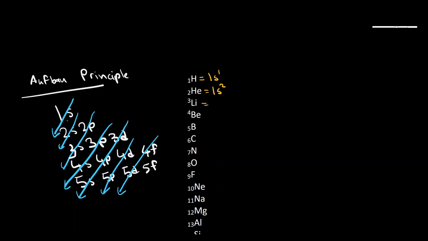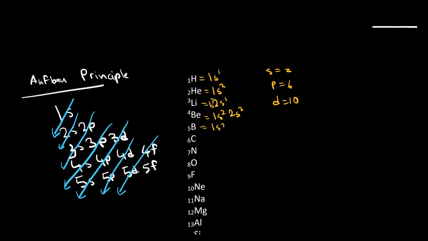Lithium, well, S can have 2. I will write it down again. S can have 2, P can have 6, D can have 10 electrons maximum. Okay, so this one is filled. So 1s, and then we go to the second one. It's going to be 1s2, this one, and then 2s1. Then 1s2, 2s2. You can also check that you're writing the right one. So here is 2, here is 2, so 4 electrons.